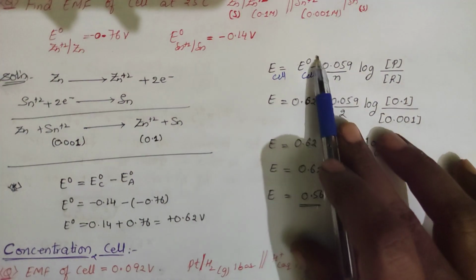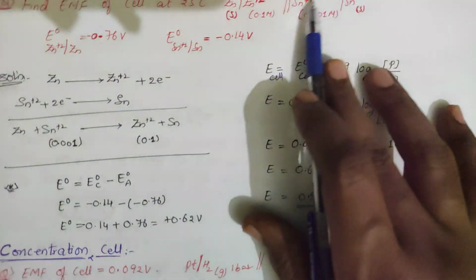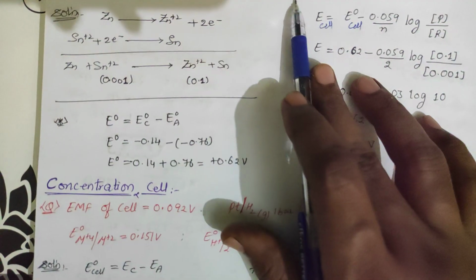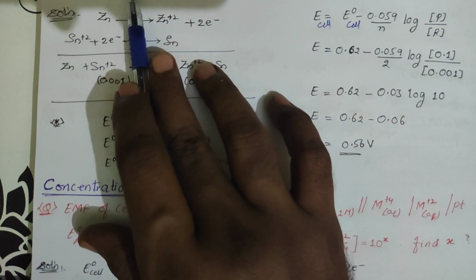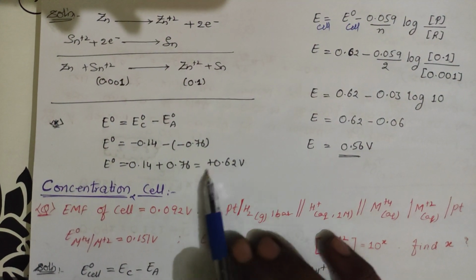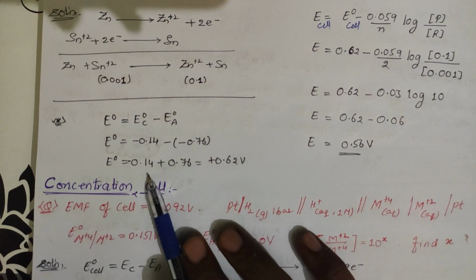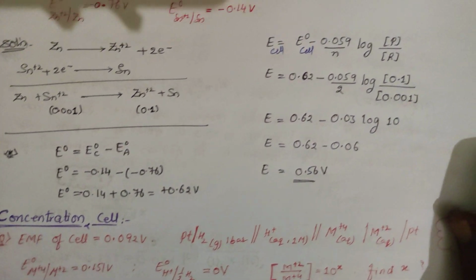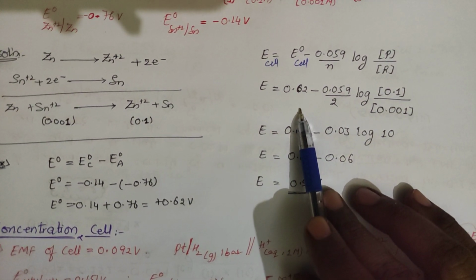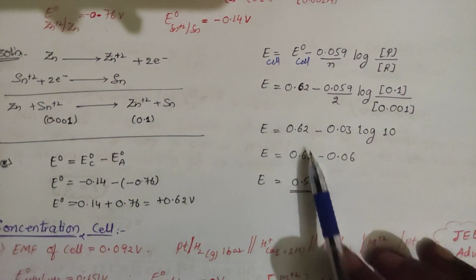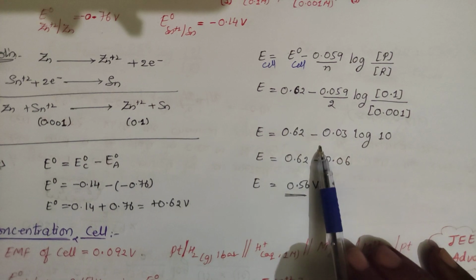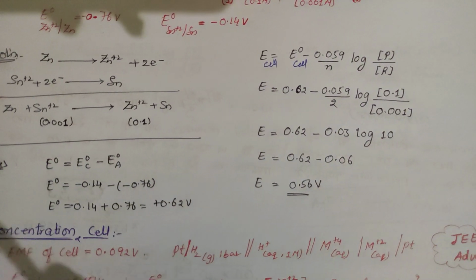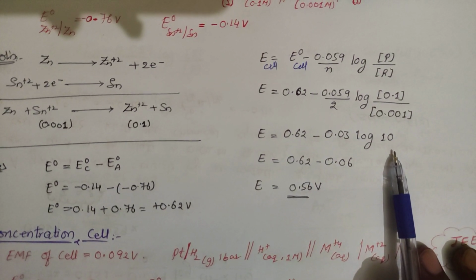And E naught of the cell, how will you get it? RHS minus LHS. RHS is this one and LHS is this one. So the RHS value is minus 0.414 minus the LHS value of minus 0.076. So you will be getting minus 0.14 plus 0.76. You will be getting 0.62. If you substitute that value here, 0.62, you will get the pattern like this, 0.62 minus 0.03, because you are taking this as a round figure of 0.06, log 10 you will be getting.